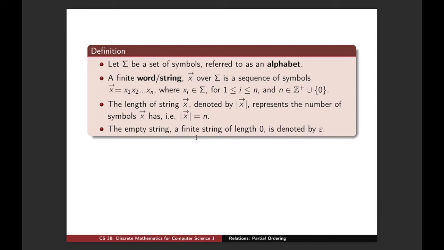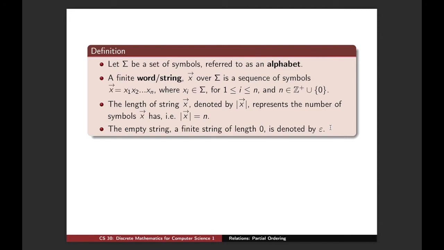There is a special term we use to refer to a string of length 0. We call it an empty string, and we denote it by this symbol, which we will call epsilon.